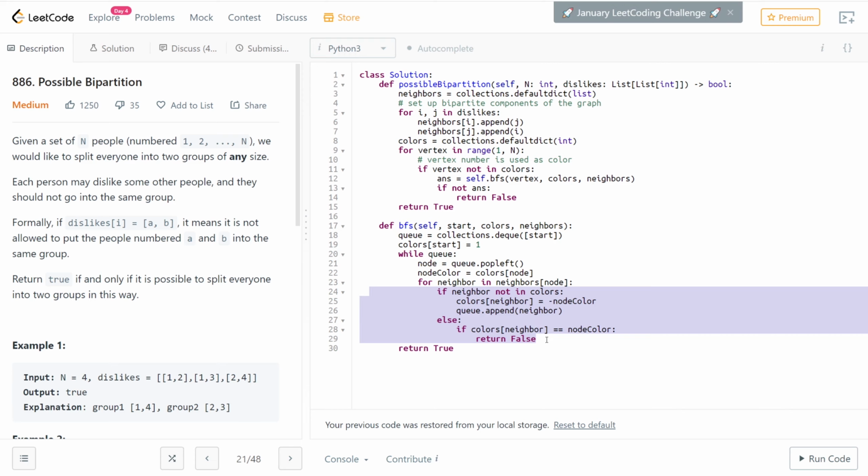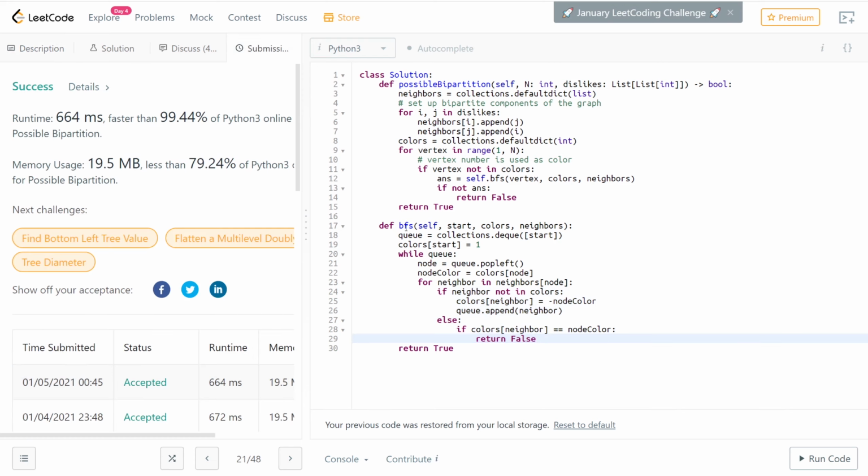So let's run this and see if it passes. All right, we passed in the 99th percentile. And we could also do this in DFS and I think also with set operations.